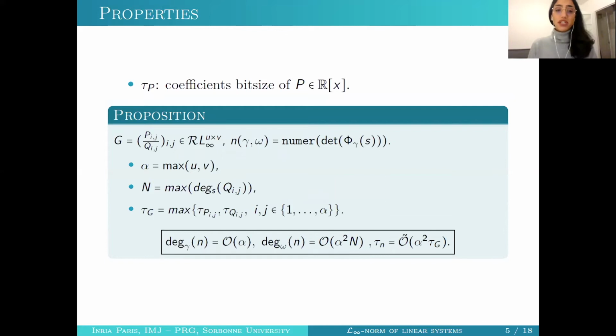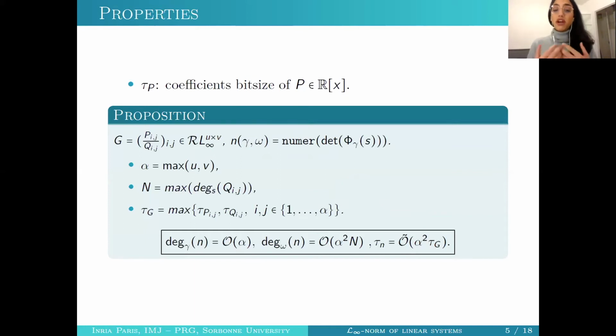So for a matrix valued function that is of size U times V, alpha will be considered as the maximal value between U and V, and the capital N is the maximal occurring degree of the polynomials of my matrix elements, and tau of G will be the maximal coefficients bitsize of the polynomials occurring in my matrix.